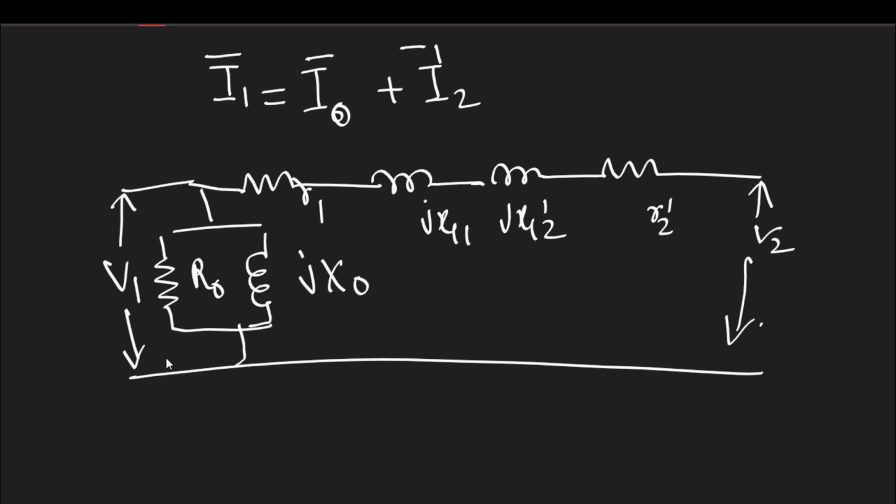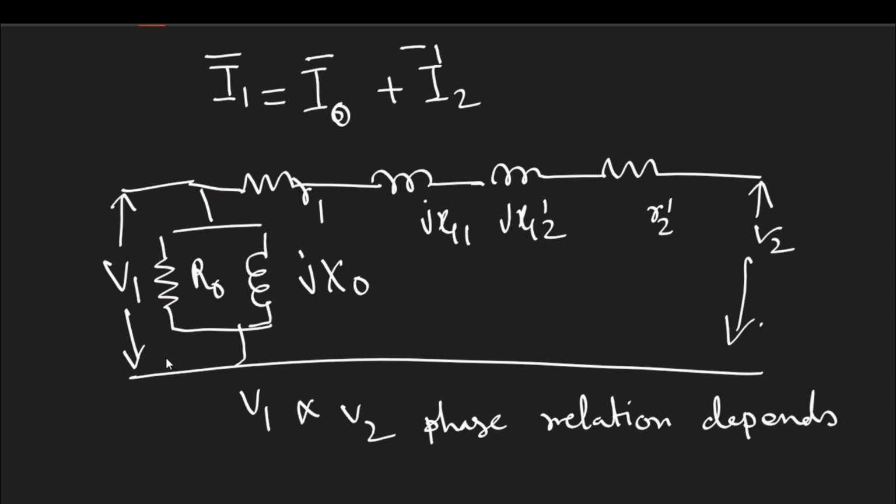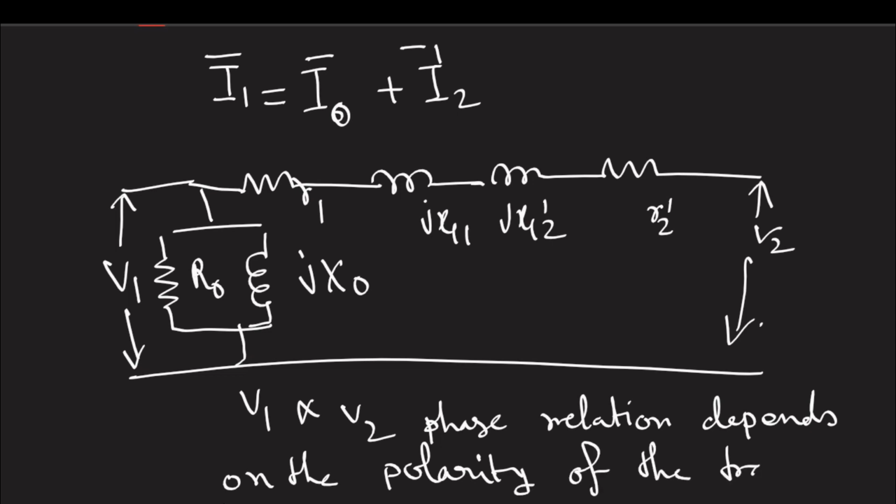The idea behind it is this; try to understand it very clearly. The phase relation of V1 and V2 depends on the polarity of the transformer, because they are the outer terminals. What polarity is, I will explain.